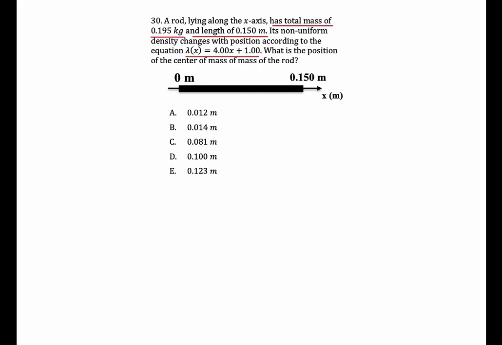I need to take the formula for the position of the center of mass, that is the integral of x times dm divided by the integral of dm, from x initial equal to 0 to x final, where the x final is 0.15. And again, the same thing from the initial position x equal to 0 to the x final, that is equal to 0.15.